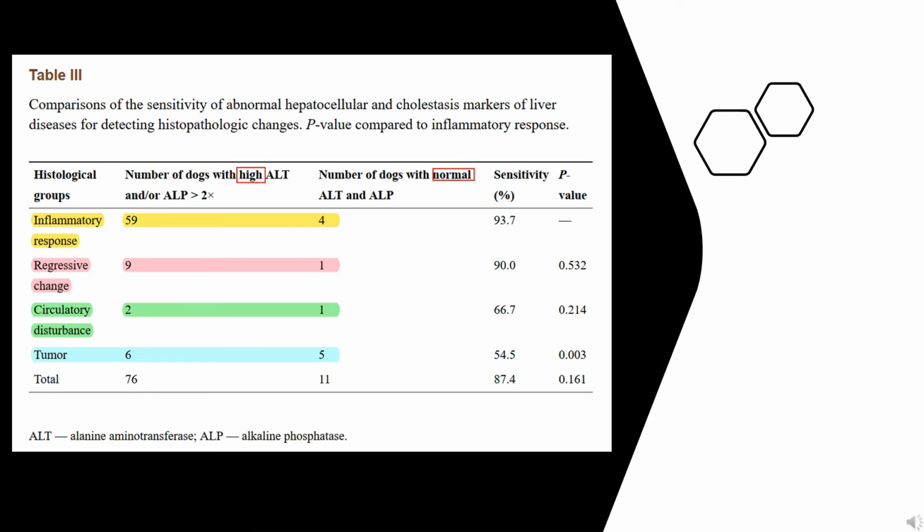In this table, we can see that 59 out of the 63 dogs with inflammatory liver disease were reported to have 2 times elevation in ALT and/or ALP. 9 out of 10 dogs with regressive change or degenerative change were reported to have also 2 times elevations in ALT and/or ALP. Meanwhile, only half of dogs with circulatory disturbances and liver tumor were reported with 2 times elevation in ALT and/or ALP.